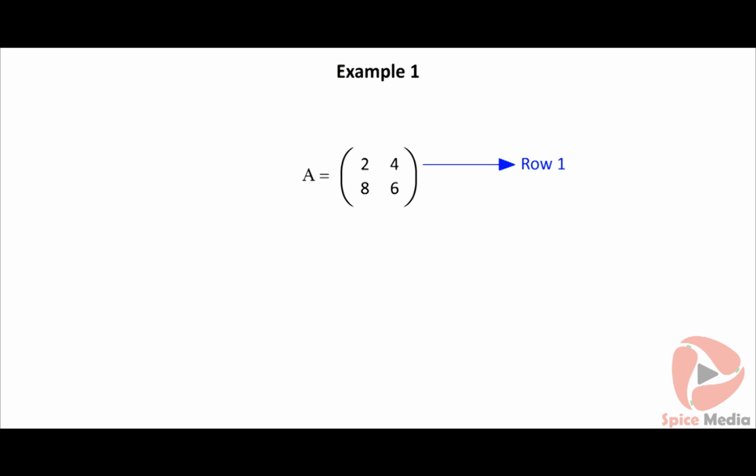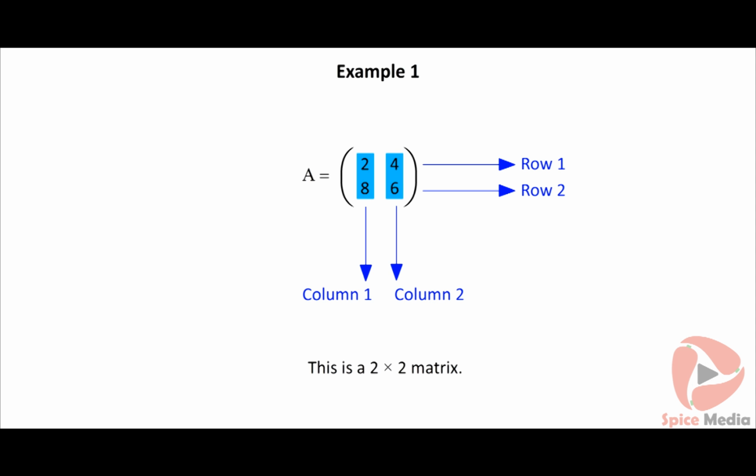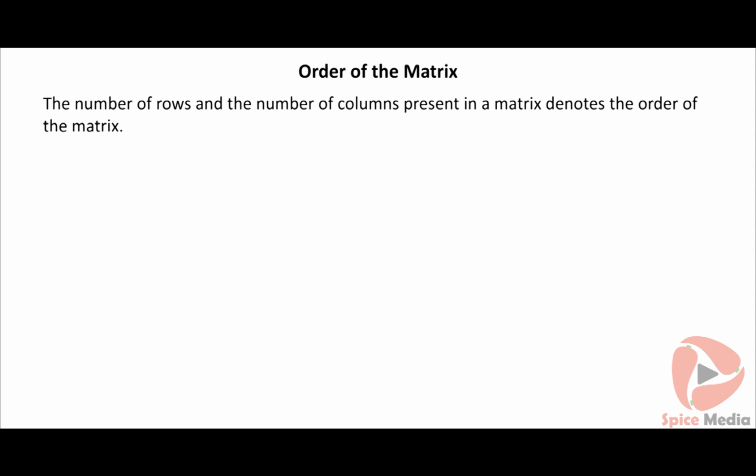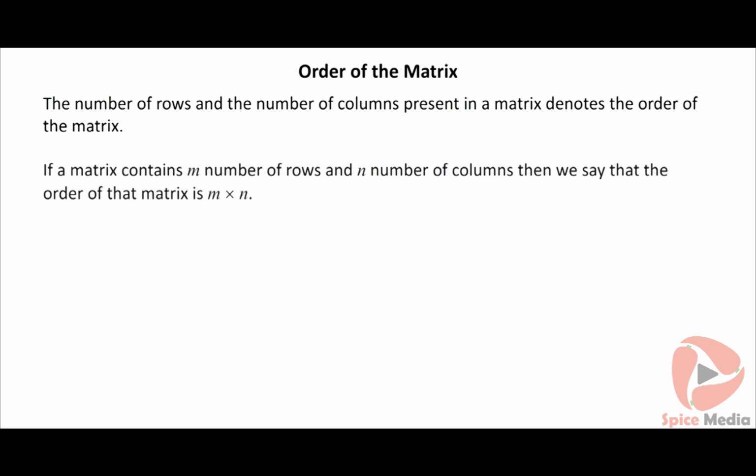Here is an example. Let us consider a matrix A: 2, 4, 8, 6. Row 1 contains 2 and 4. Row 2 contains 8 and 6. Likewise, the entries 2 and 8 are in column 1, and 4 and 6 are in column 2. Also, you can observe that there are 2 rows and 2 columns. This is a 2 by 2 matrix.